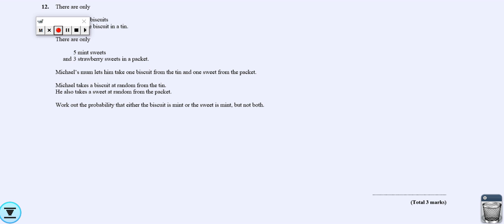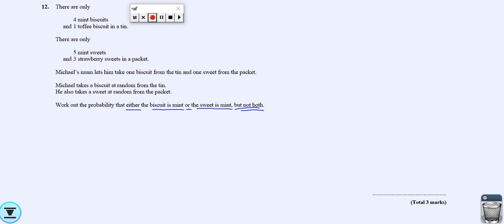Question number 12. It's a probability question. There are 4 mint biscuits and 1 toffee biscuit in a tin. There's 5 mint sweets and 3 strawberry sweets in a packet. Michael's mum lets him take 1 from each. He takes a biscuit at random and then takes a sweet at random. What's the probability that either, that's important, the biscuit is mint or the sweet is mint, but not both?